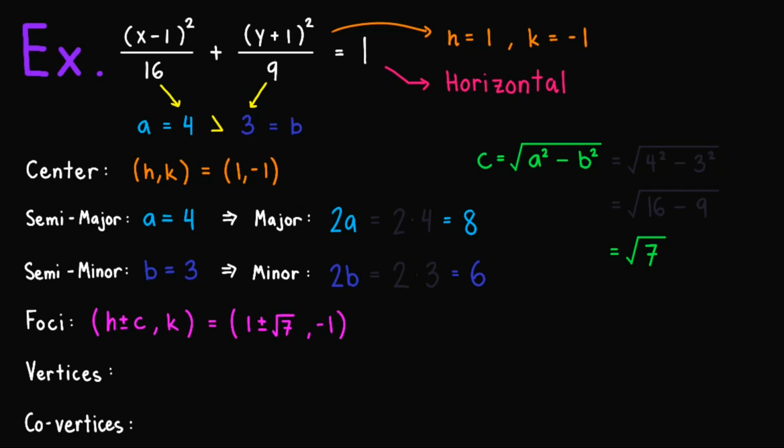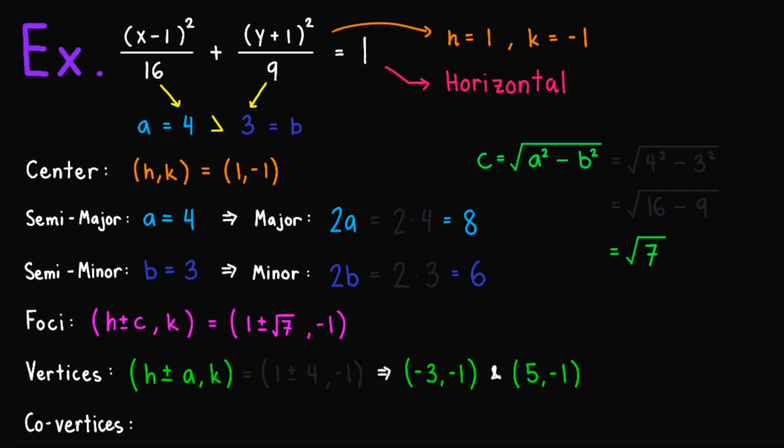So pretty nice. Now for the vertices, recall that this is given by the points h plus minus a, comma, k. We have h and k, and we have a. Just plug in. So we have 1 plus minus 4, comma, negative 1. And simplifying, we'll have 2 points, which is negative 3, comma, negative 1 if we take the minus out here, and 5, negative 1 if we take the plus out here. So these are the two vertices.